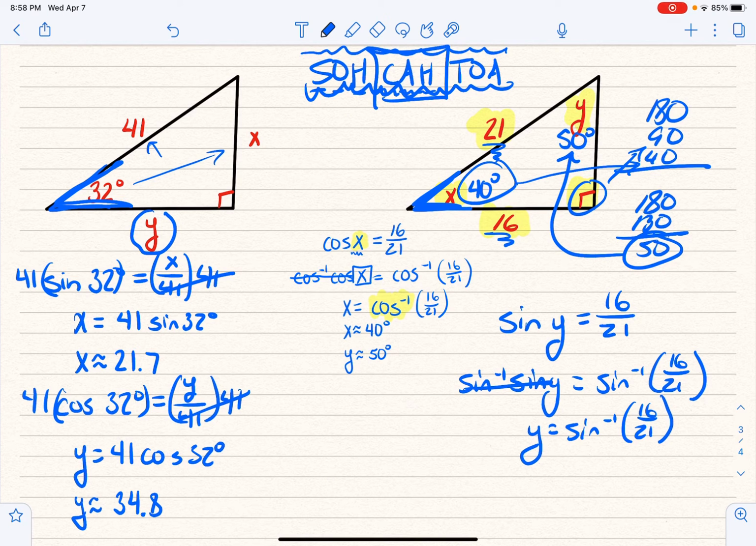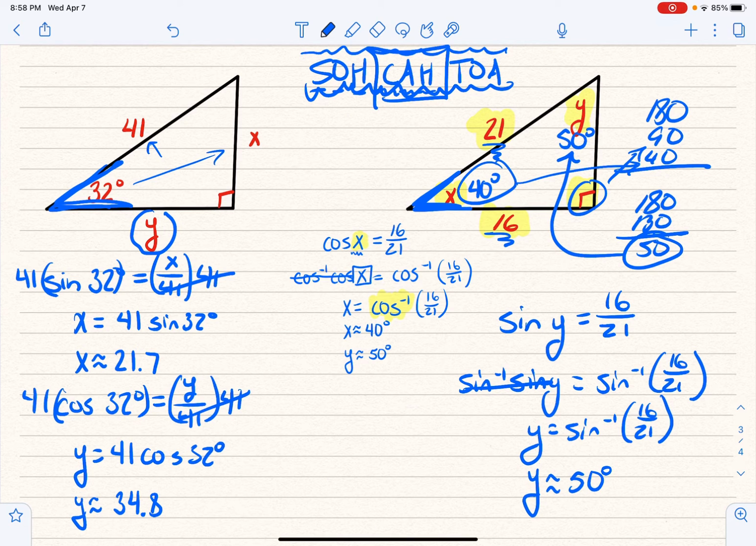And then I plug that in my calculator, hit second, and then sine, 16 divided by 21, and I get, sure enough, 49.63. So I'd go, man, that rounds up, and y ends up being about 50 degrees. And that's what I thought it was, okay?